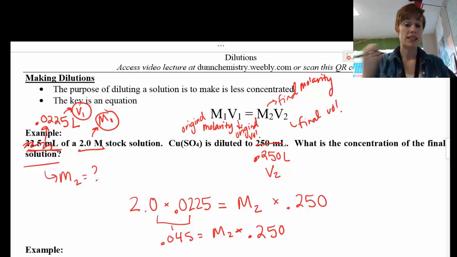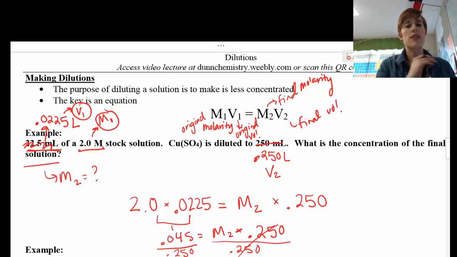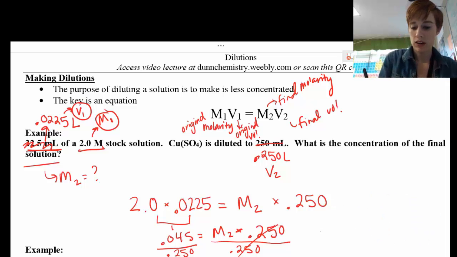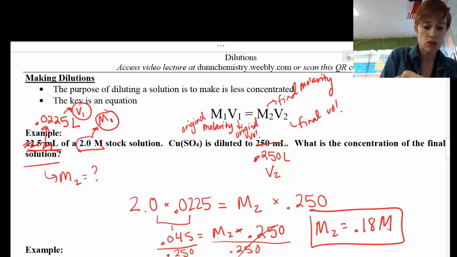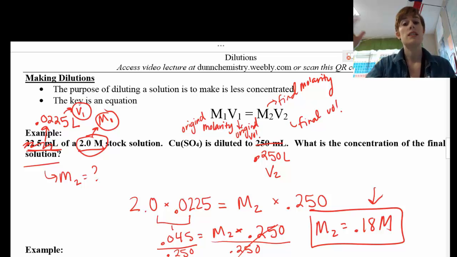So to get my second molarity, I'm going to divide the side that doesn't have my variable by the side that does have my variable. Okay, so I move 0.25 over to the other side. And my second molarity is 0.18. So did I dilute it? I started with a 2 molarity and I ended with a 0.18 molarity. So I diluted it, right? I made it a lot less concentrated.